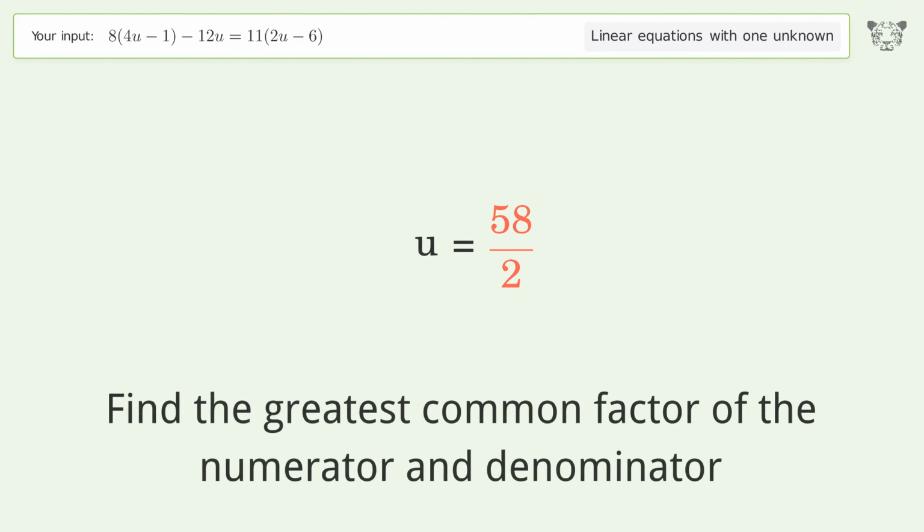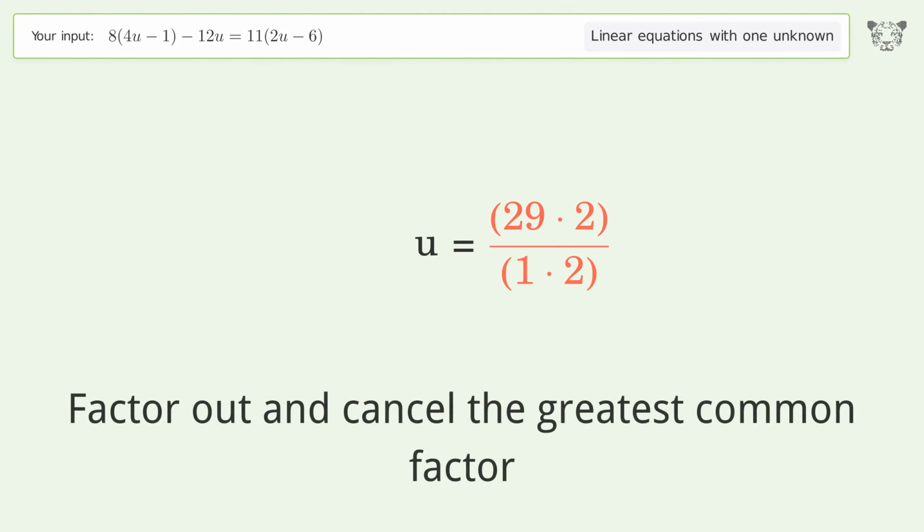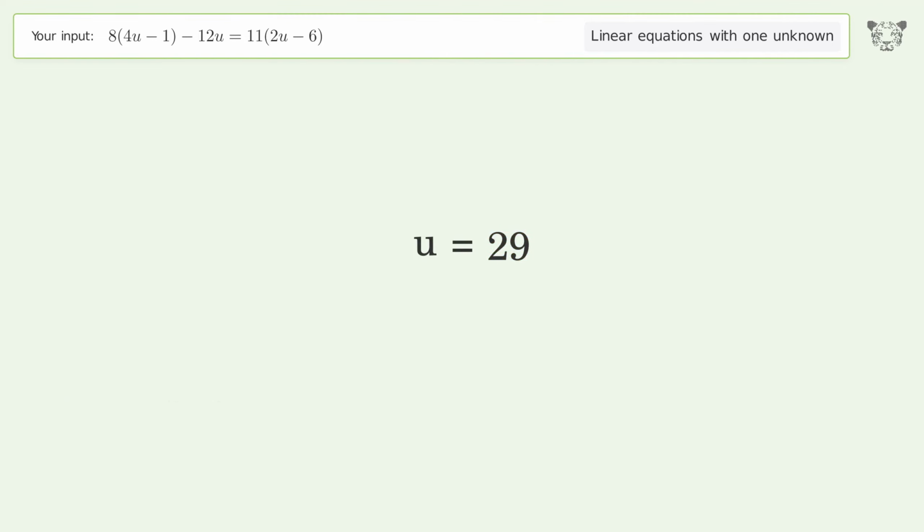Find the greatest common factor of the numerator and denominator. Factor out and cancel the greatest common factor. And so the final result is u equals 29.